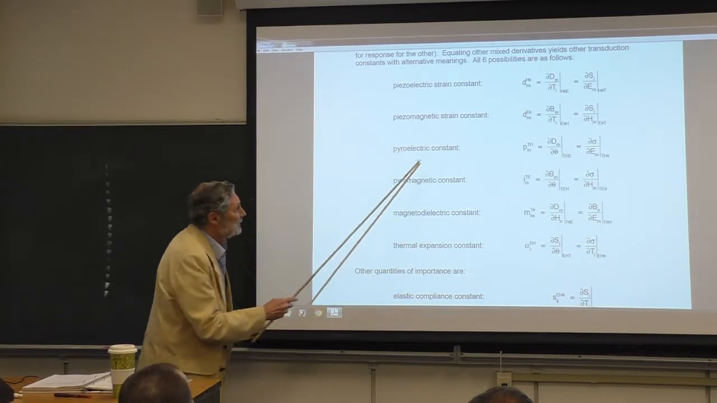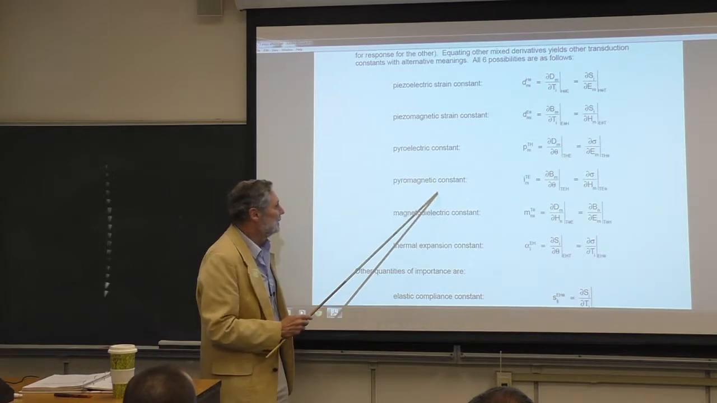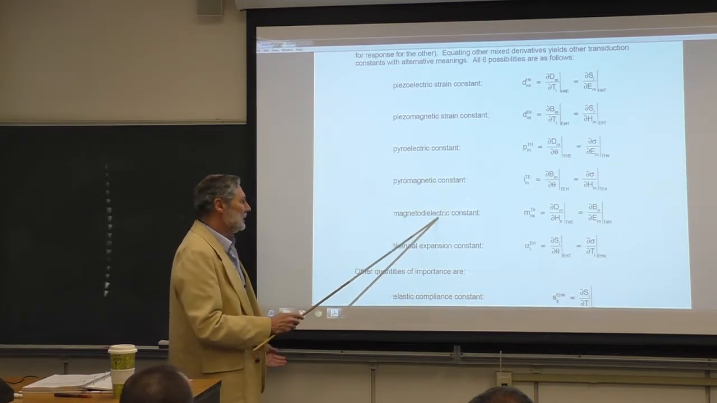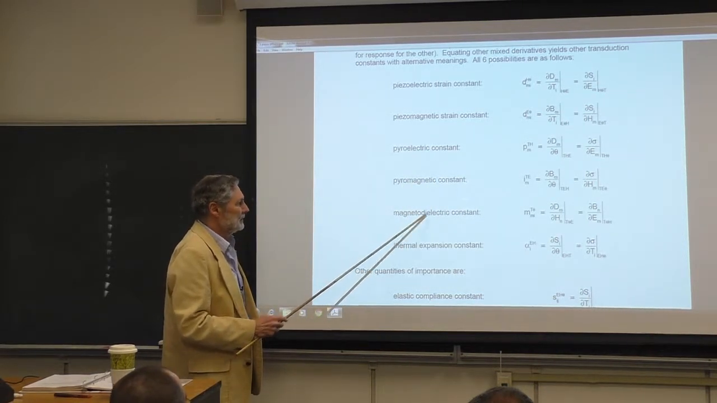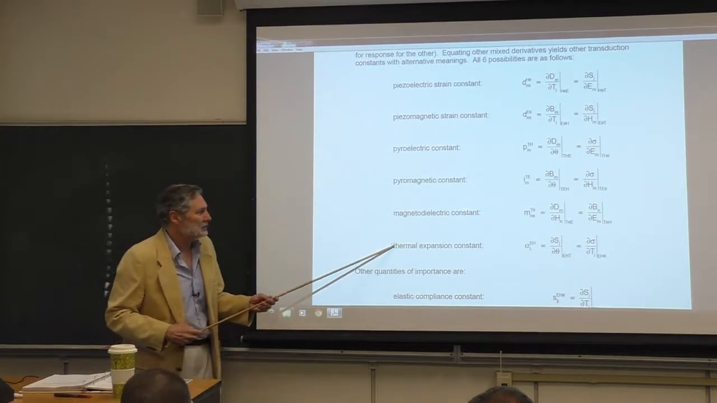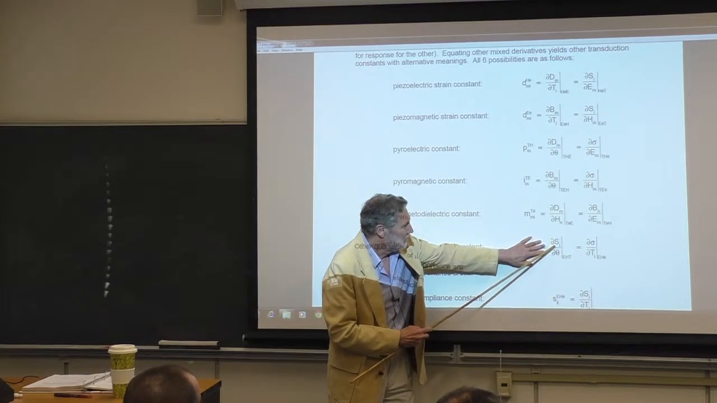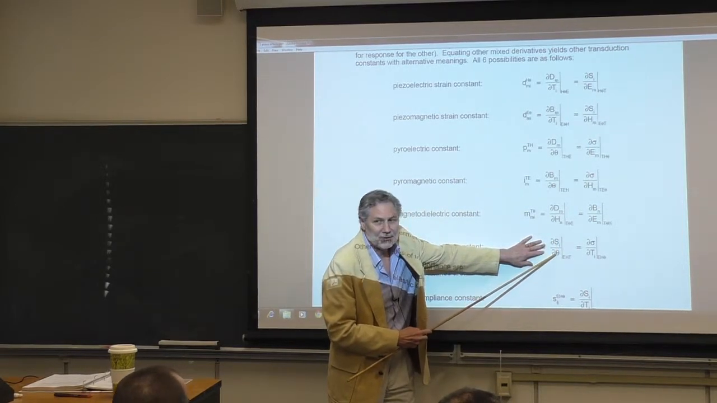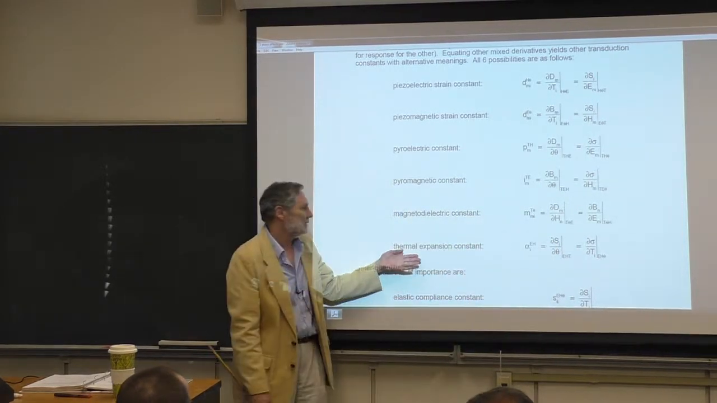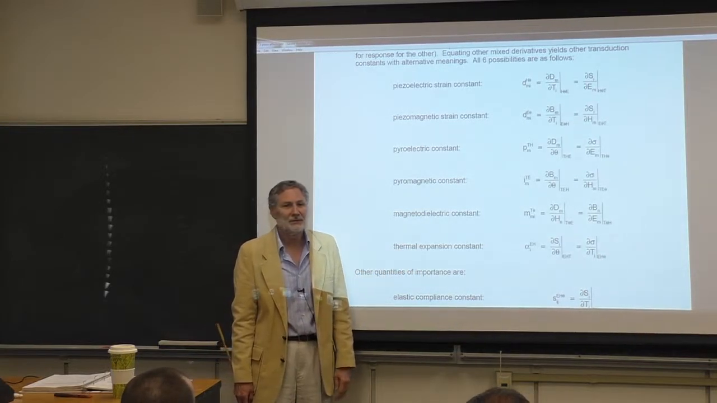So there's a pyroelectric and an analogous pyromagnetic. And there's another quantity here, the magneto-dielectric constant. And finally, we all know this one. Look at this one. This is how a material strains when you change the temperature. And you all know what that is. That's the thermal expansion coefficient.